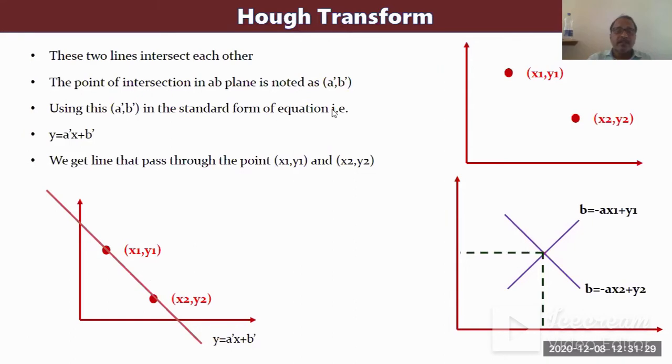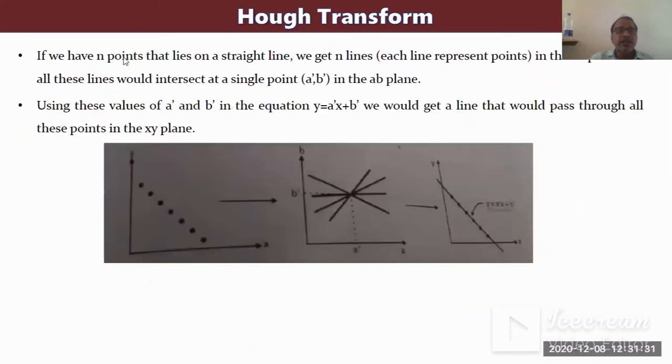So this is our theoretical concept. If we have n points, there are 2 points we can consider. If such n points lie on this straight line, we get n different lines in the AB plane. So these are the different points, and for this point there are different n points which are connected.